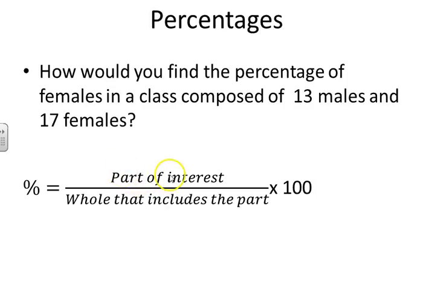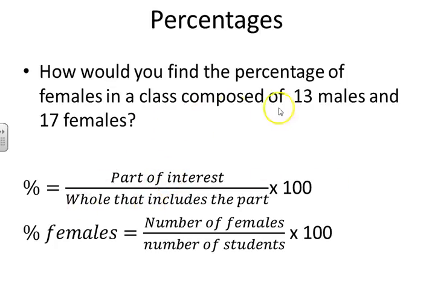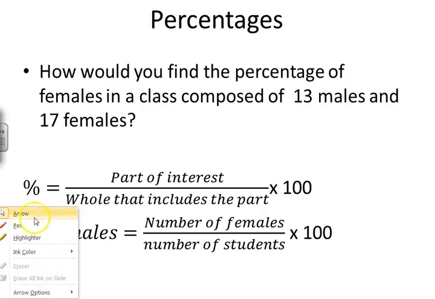The part is the part that you're interested in finding. In this case, it would be the females in the class, and the whole is the group that includes the part, so that would be all of the people in the class or all of the students. So it would be number of females over number of students times 100. And looking at the equation, that's what we've got. Percentage females would be the number of females divided by number of students times 100. Part divided by whole times 100.